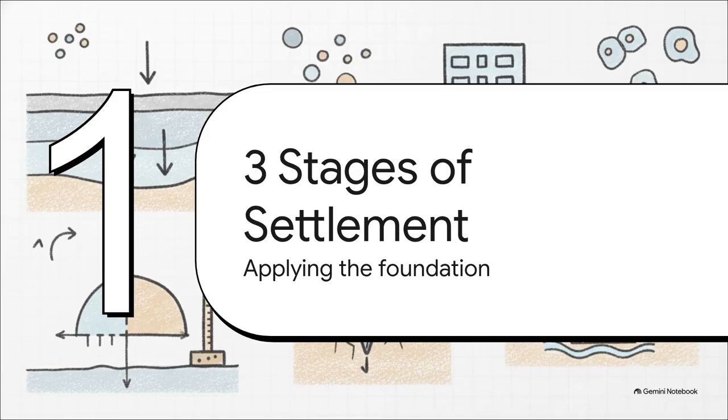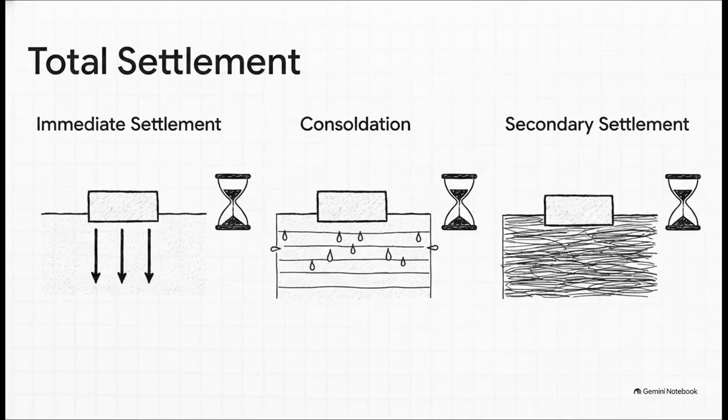Moving on to section 3, the 3 stages of settlement. Here's what happens when we apply the foundation. Now that we have our data, this is where we shift our focus to what happens the exact moment a massive building is placed on top of that specific soil profile we just mapped out. And look at this, we see another rule of 3 in action. The total settlement is made up of 3 distinct components.